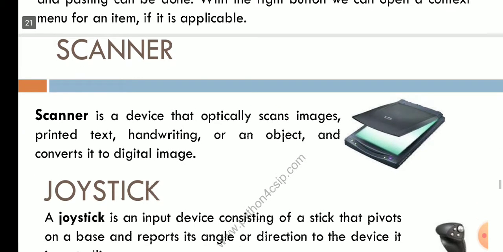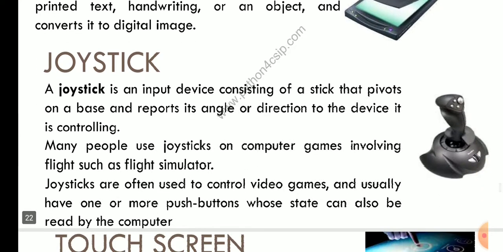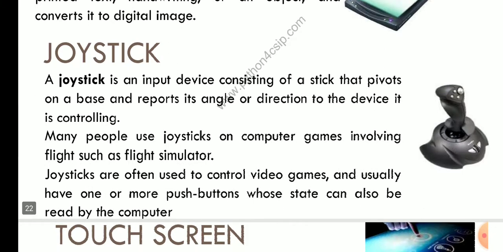Next input device is scanner, which will be used to convert from hard copy to soft copy. We have seen already what is hard copy and what is soft copy. And then next, joystick is also one of the input devices. We'll be using this input device in case of handling video games, by pressing some push buttons or by changing the direction of the device, everything can be controlled with the help of joystick. Mainly we'll be using this joystick for video games.